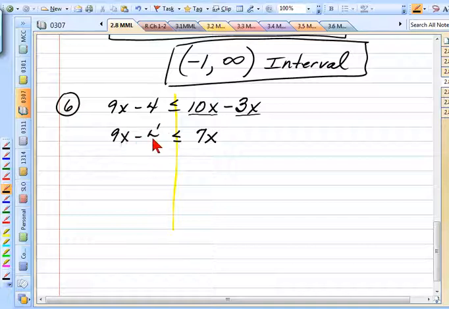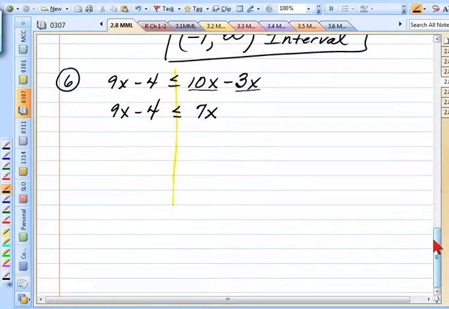So I needed to do that first. Now, if this were an equation, I might do it differently, but it's an inequality, and I've asked you to get rid of the variable that's on the right.